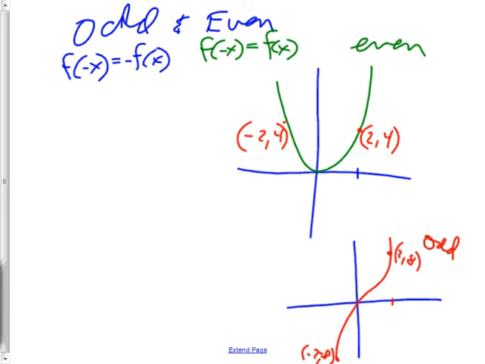Okay. Now let's look at this for a second. What is this saying? It's saying that on an even function, if you put in x or you put in negative x, you will get the same answer for y. Because f of x is like y, right? So you can stick in x or negative x. Here's the x. Here's the negative x. And look, I got the same thing. I got 4 in both cases.